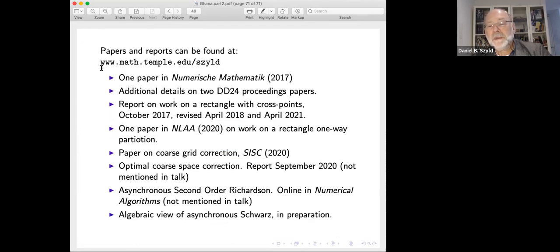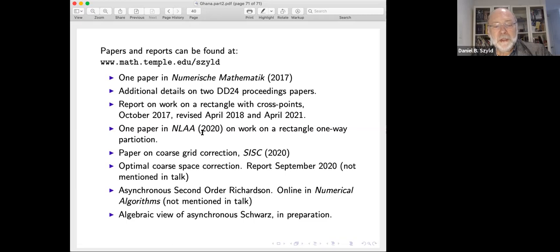There are many papers on my website. This is my website. You can find the paper in Numerische Mathematik, which is the one on the convergence in the plane and the results of the Szyld crater. There are two proceedings papers from 4 years ago or so, complementing this. The work on the rectangle with cross points took a long time. We just finished a new revision. Now the paper has 50 pages. Lots of work.